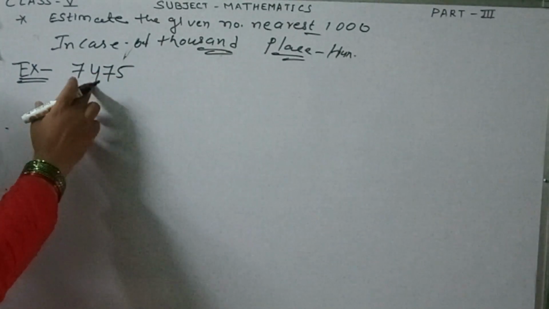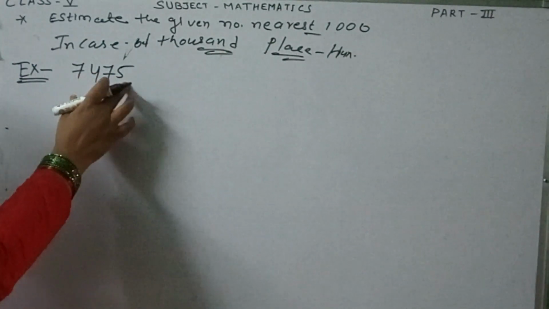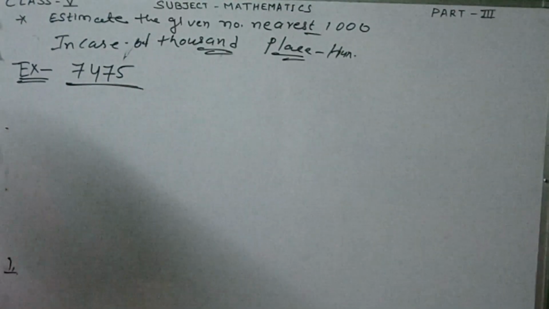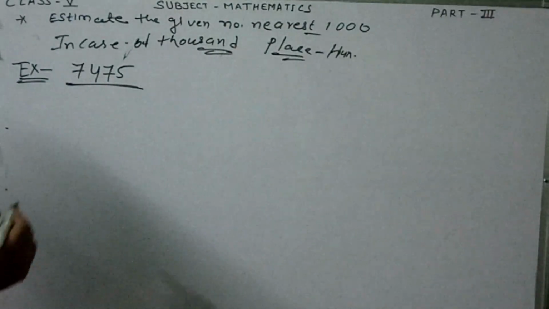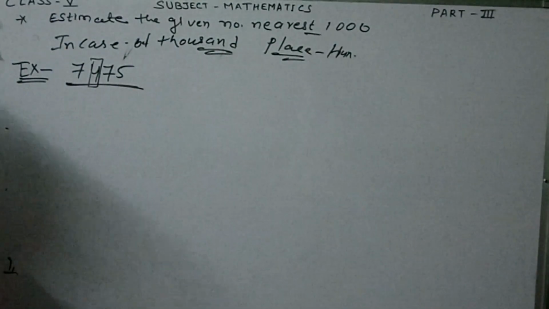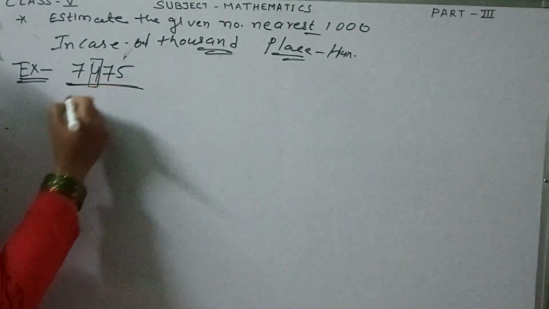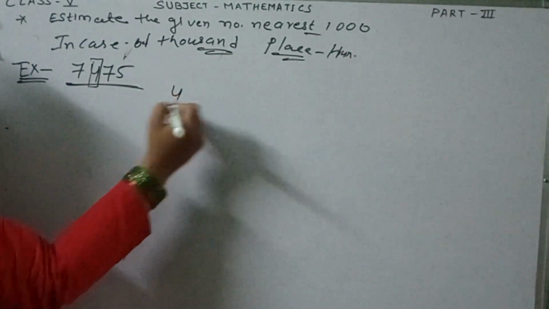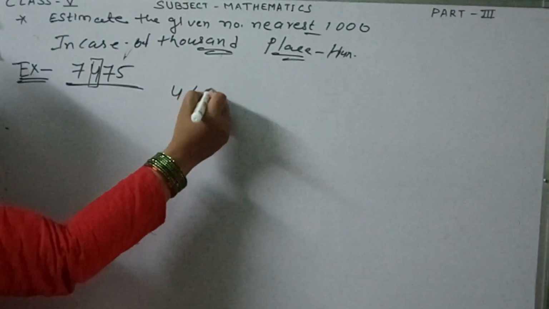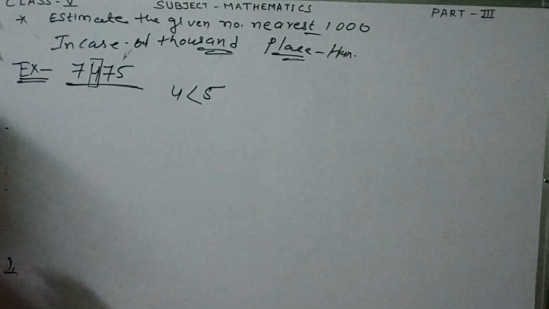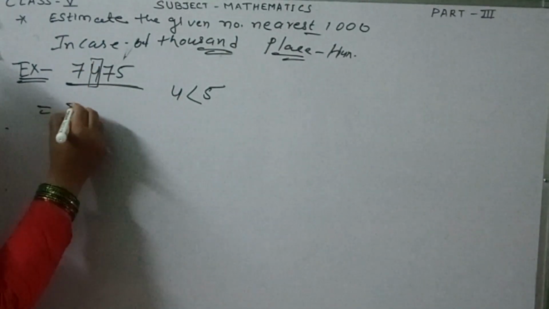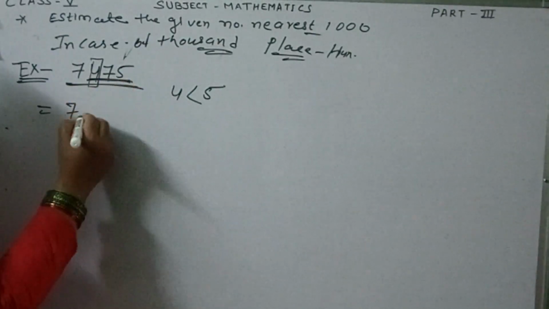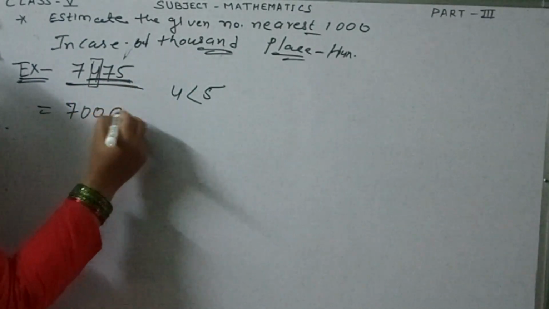7475. This is the number, and you have to round it to the nearest 1000. So which place value do we take? The hundreds place, just to the right of the thousands digit. Here compare the number 4. Is 4 greater or less than 5? 4 is less than 5. So there is no need to add one more here. You simply write 7, and the last three digits will be 000, so the answer is 7000.